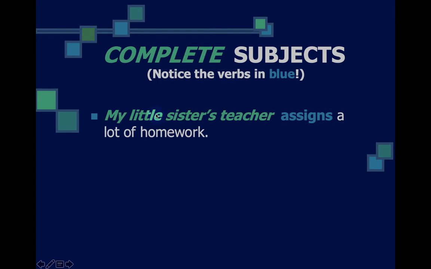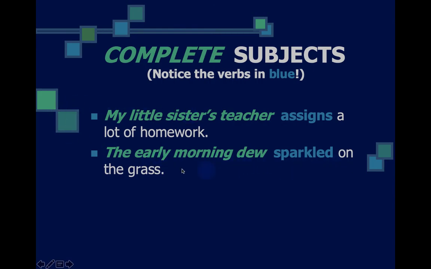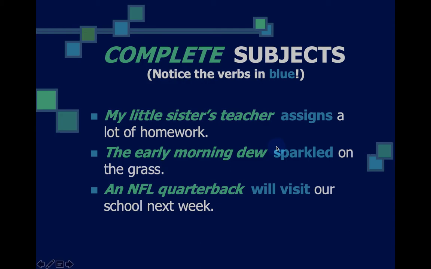And we learned a couple of minutes ago that teacher is the simple subject, the one subject in the sentence. But the complete subject is all the words that come with the subject or come before the verb. More examples. The early morning dew sparkled on the grass. Sparkled is the verb, and everything that comes before the verb is the complete subject. An NFL quarterback will visit our school next week. We know that will visit is the verb, and everything that comes before the verb is the complete subject.